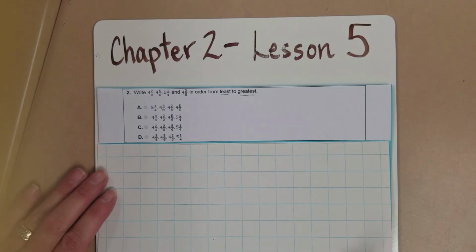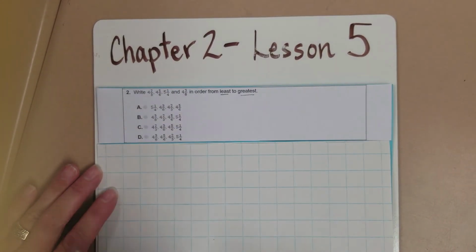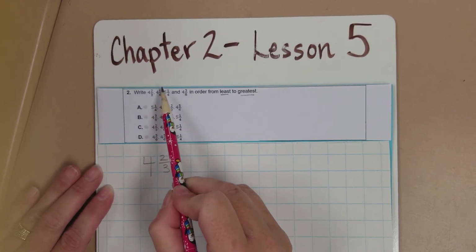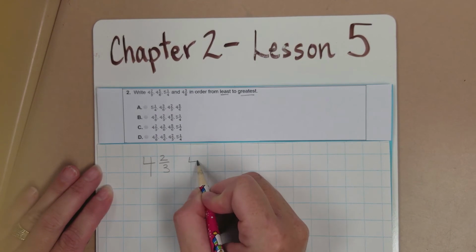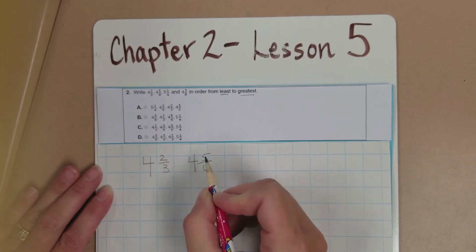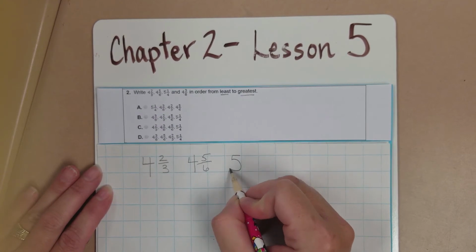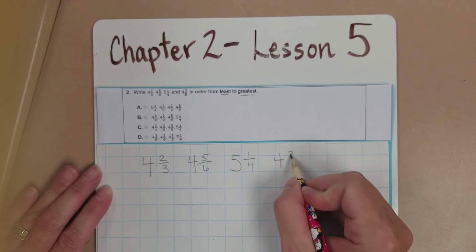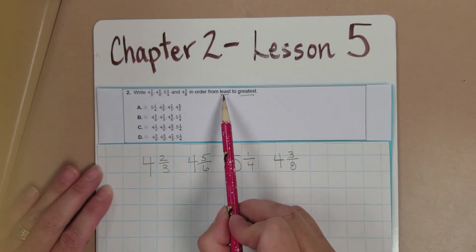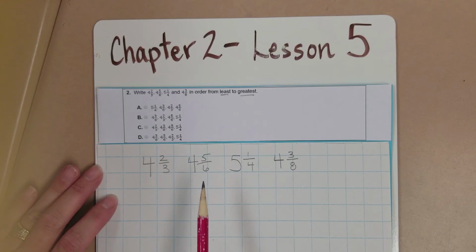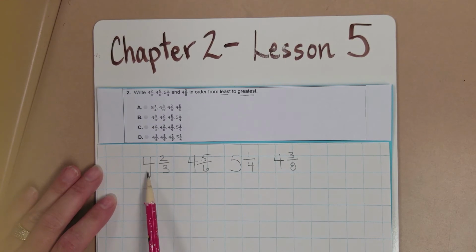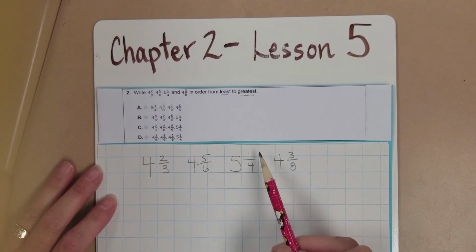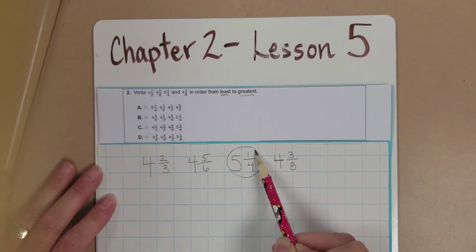Question number 2 says to write 4 and 2/3, 4 and 5/6, 5 and 1/4, and 4 and 3/8, in order from least to greatest. When I look at my numbers, I notice that 3 of them have a 4 as their whole number. 4, 4, 4. My last one here has 5 and 1/4.